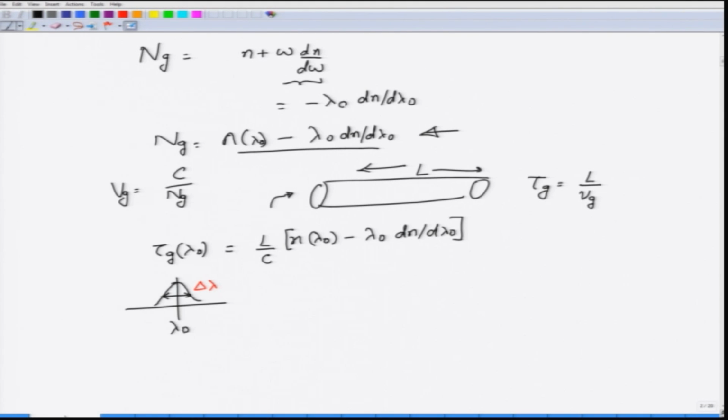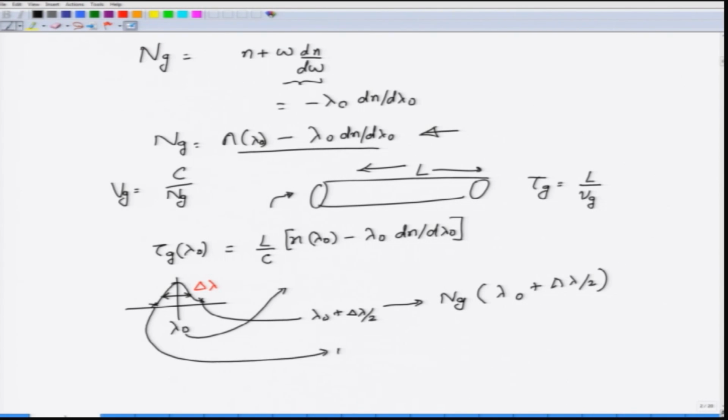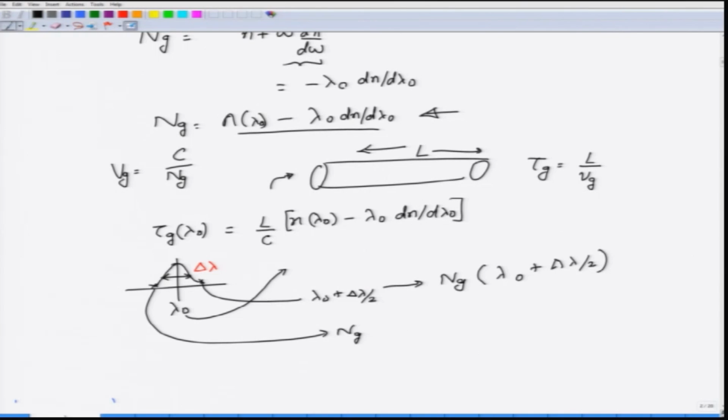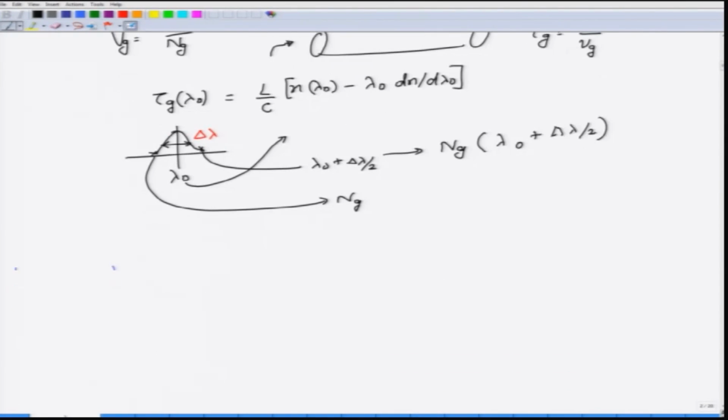Now this lambda 0 travels at a certain group index. This part, which is lambda 0 plus delta lambda by 2, will travel at its own group velocity. So you will have ng of lambda 0 plus delta lambda by 2. This would have a different value compared to the value for ng at lambda 0, and clearly even this lower edge would have a very different value of the group index ng.